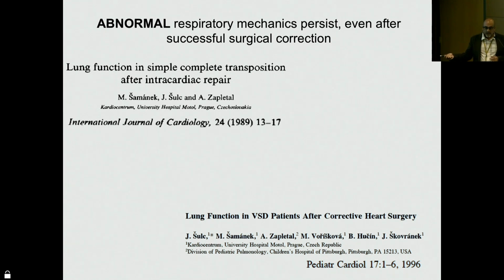the late 80s and the second follow-up study in the mid-90s, the first looking at simple transposition where they were corrected with Mustards or Sennings, and then VSDs closed with patches. All of these evaluations of respiratory mechanics occurred between 4 to 9 years on average after their successful surgery. So not right after, not post-op, not with chest tubes. These are patients who are living their lives out there.